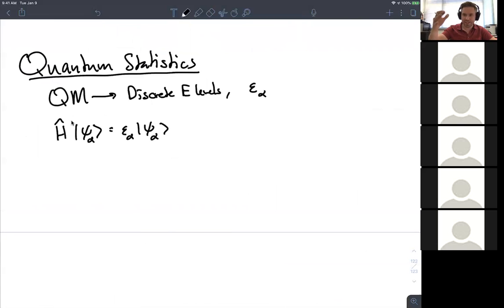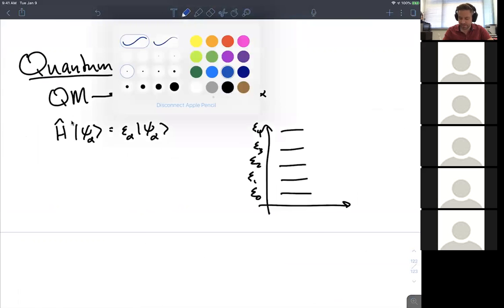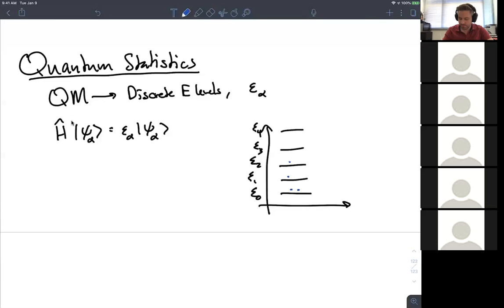All right. So let's assume we have some collection of E alpha, and into that, we're going to throw some particles. Okay. So again, let me just draw it. We have our energy levels. This is E0, E1, E2, E3, E4, etc. And I throw in a collection of particles.